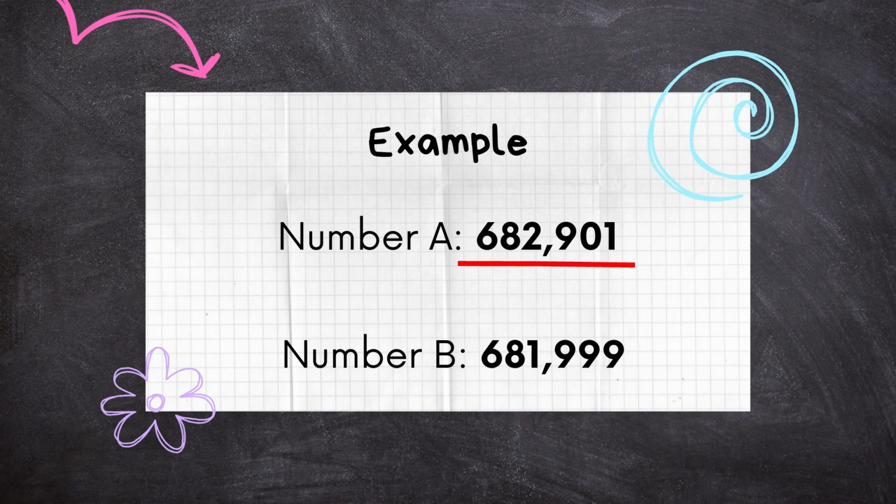So 682,901 is greater than 681,999 because 2 is larger than 1 in the thousands place.